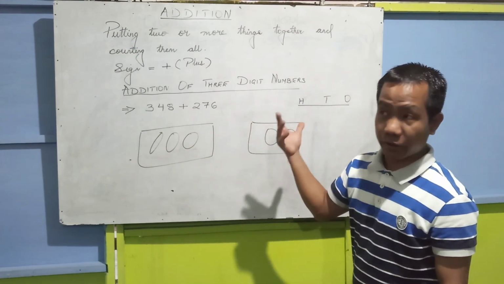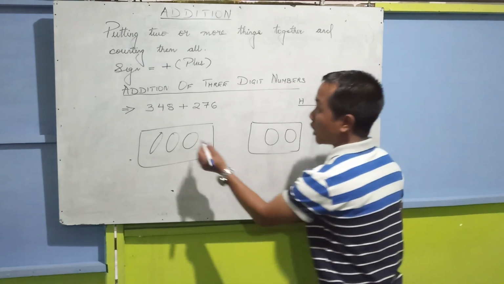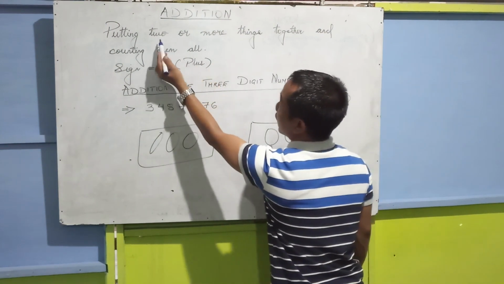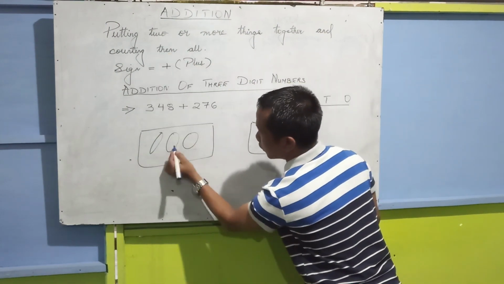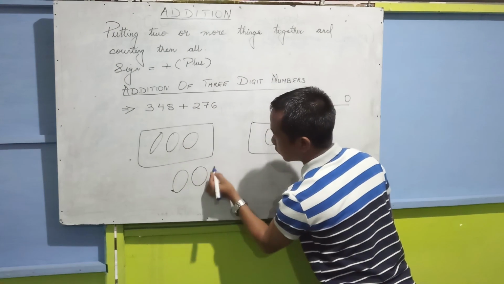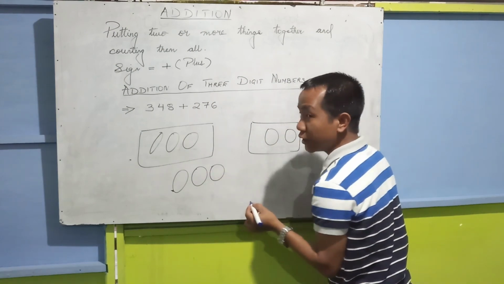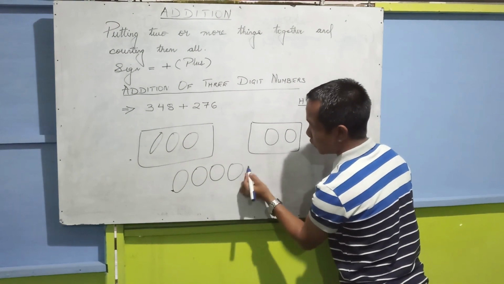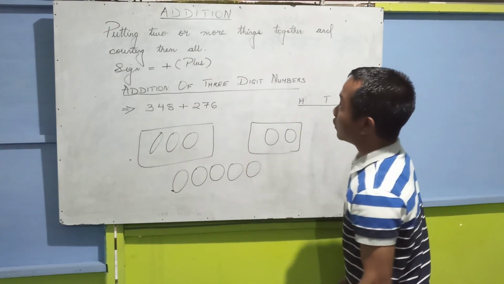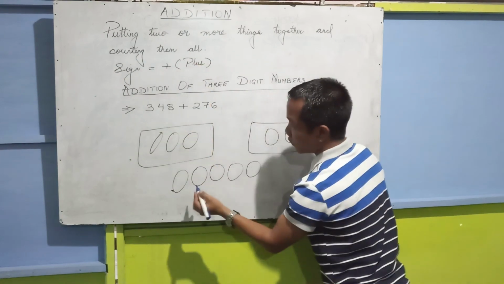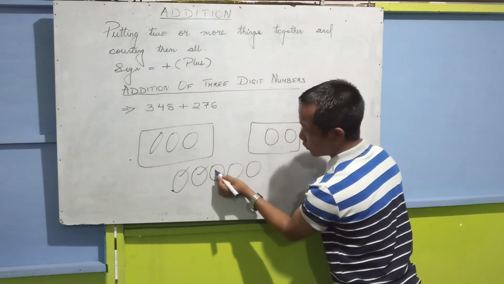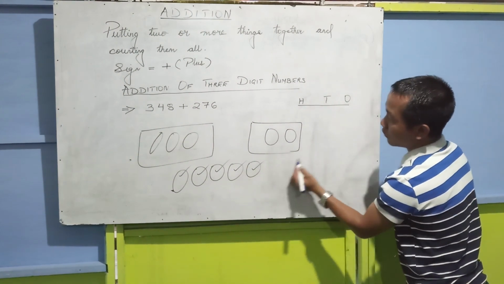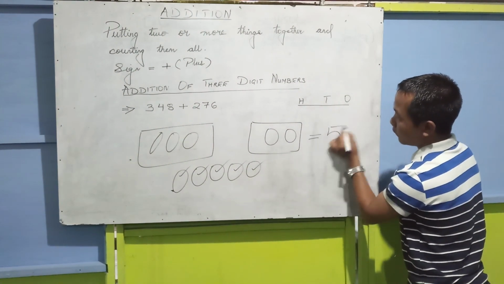That is the addition. So let's count it together according to the definition. Counting them all. First, let's put it together. 1, 2, 3 from the first box, and another two things from the second box. 1, 2. So let's count it together. 1, 2, 3, 4, 5. So all together, 5.